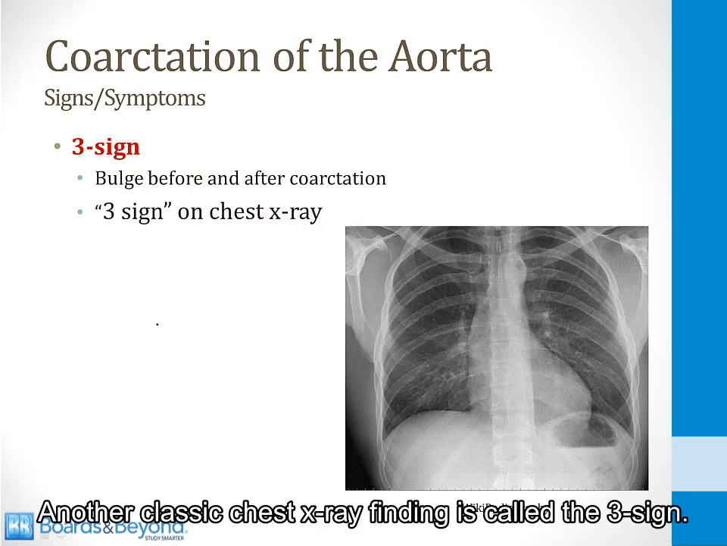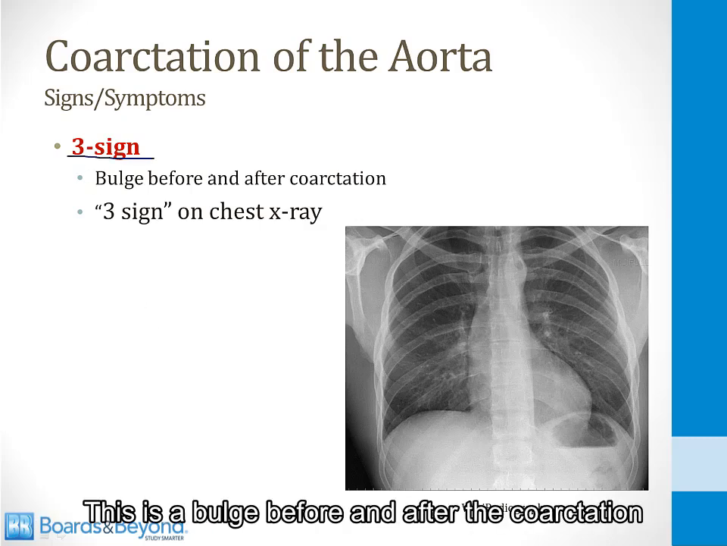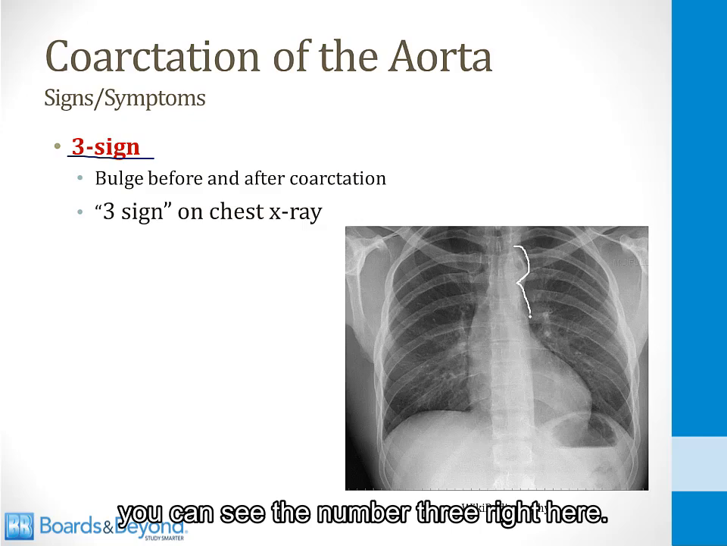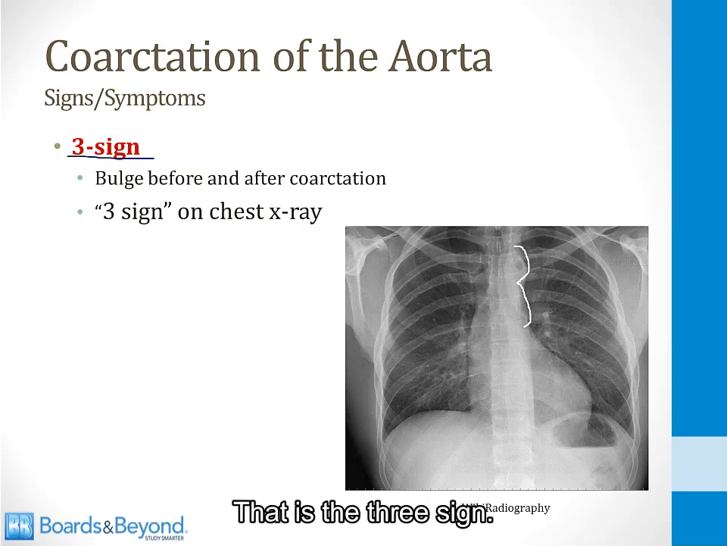Another classic chest X-ray finding is called the 3 sign. This is a bulge before and after the coarctation that looks like the number 3. If you look at this X-ray on the screen here, you can see the number 3 right here. That is the 3 sign.